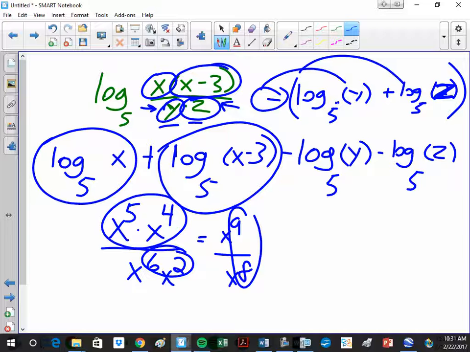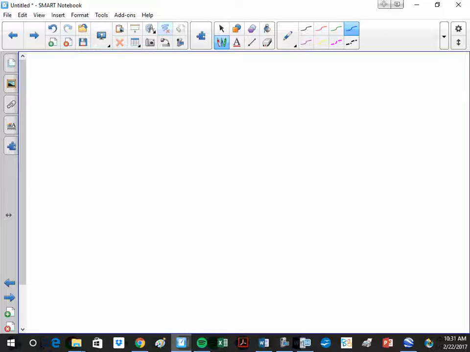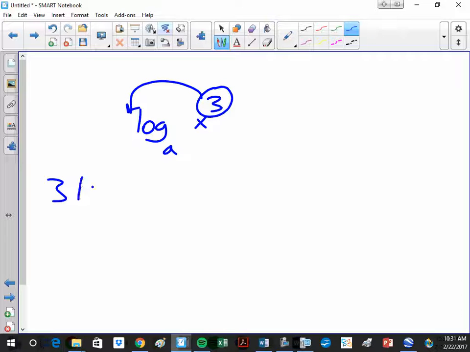So I want to show you how the power rule and the product rule and the quotient rule are really all the same thing. So let's say I had log base a of x to the 3rd, right? I can take this and drop it out front and get 3 log base a of x. Or I could say this is log base a of x, x, x, right?